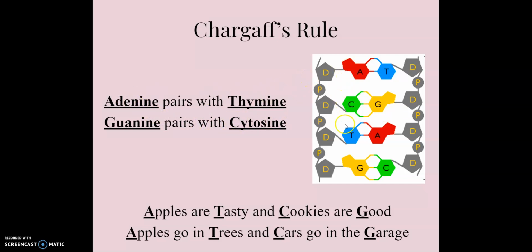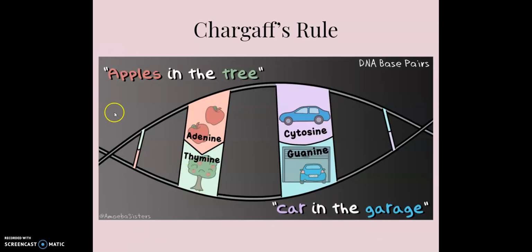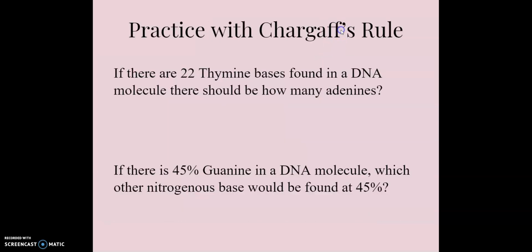So if I were to give you a segment of DNA, the first half, you should be able to find the second half by remembering their pair. So if I gave you an A, you should know that it pairs with a T. If I give you a C, you should know that it pairs with a G. Okay? One way to remember this is the term apples are tasty and cookies are good, or apples go in trees, so A goes with T, and cars go in the garage, C goes with G. This is just a picture of that. A's go with T's, C's go with G's.